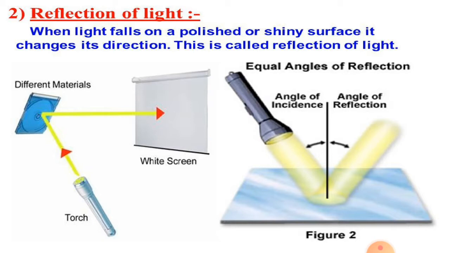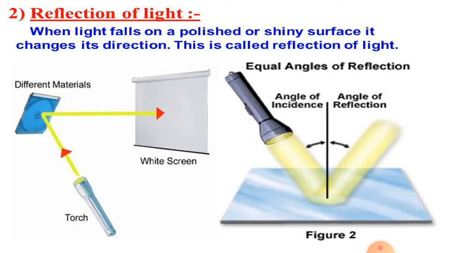Now look at the diagram carefully. We are going to know what the angle of incidence and the angle of reflection are. The angle between the incident ray and the normal is commonly known as the angle of incidence. The angle between the reflected ray and the normal is commonly known as the angle of reflection. The angle of incidence is denoted by small i, and the angle of reflection is denoted by small r. We can show it by writing angle i and angle r.